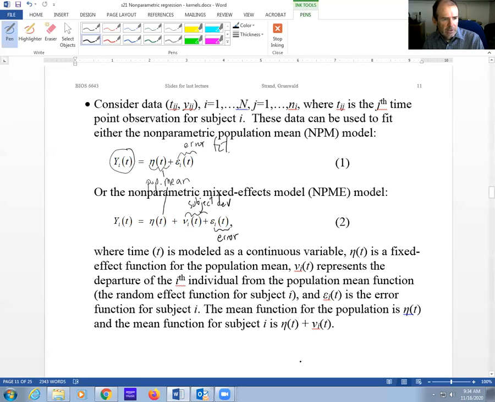So to actually get the subject specific functions, you would add the population mean plus nu of t. But it's analogous to our linear mixed model. It's just now that we have smooth functions.